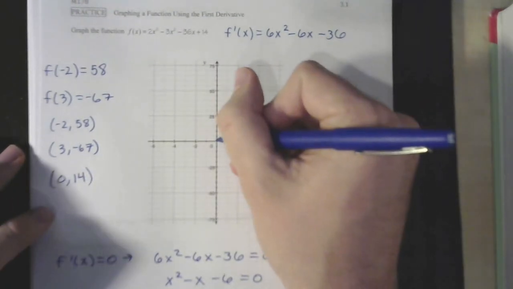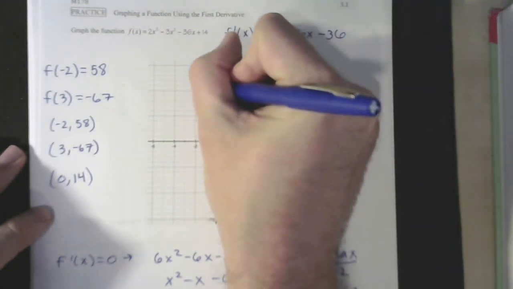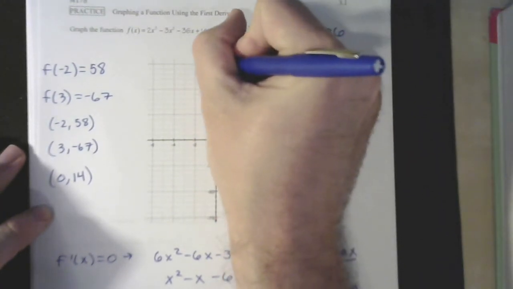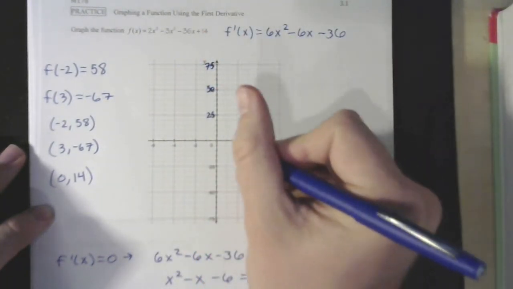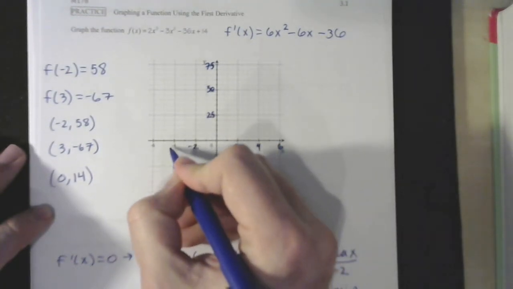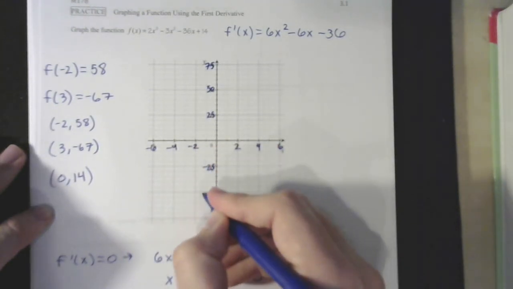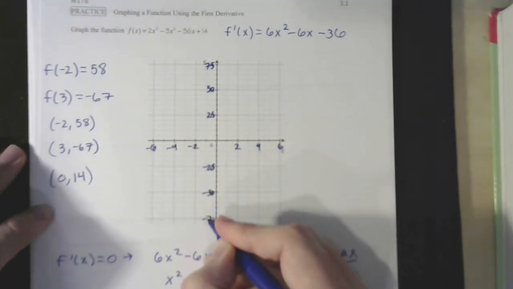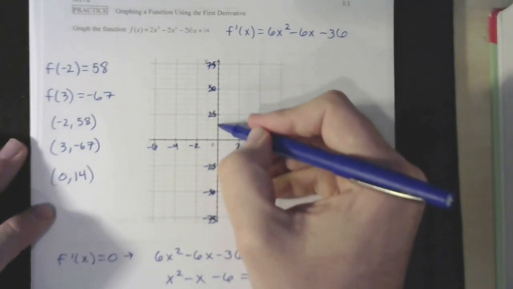So we have 0, 14. This is going up to 25, 50 and 75. So it's going by 25s. Each little tick mark is 5s. The x-axis is going by 1s. Negative 2, negative 4, negative 6. And these, again, are going by 25s, negative 25, negative 50, negative 75. So 5, 10, 15, 14 is about right here. We'll just put it right there.